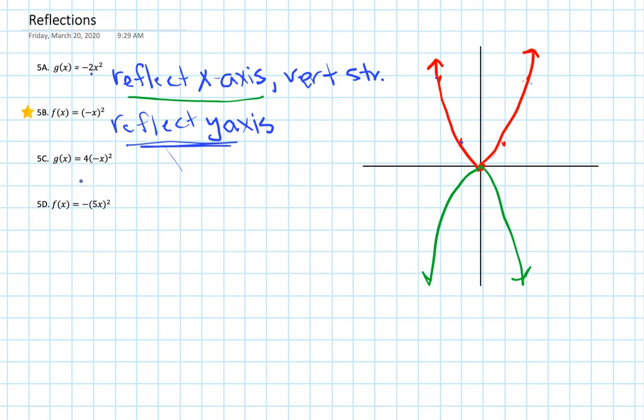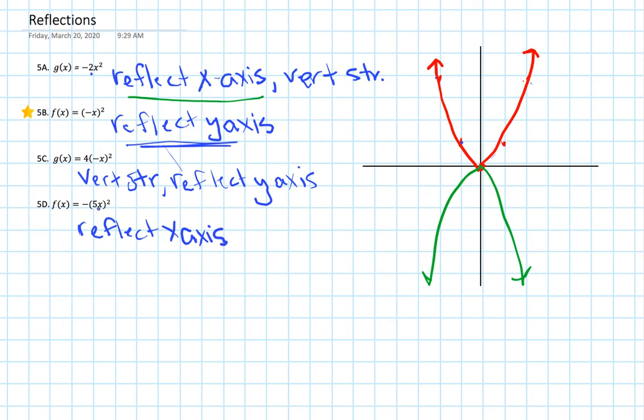So there's two transformations on this one. The 4 is going to be a vertical stretch, and that negative is going to be reflect across the y-axis. 5d, this negative is going to indicate that it's reflecting across the x-axis. And then that 5 multiplied to that x inside is going to be a horizontal compression. I think my writing stuff is all glitchy.